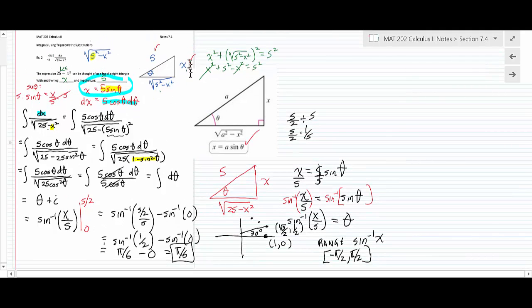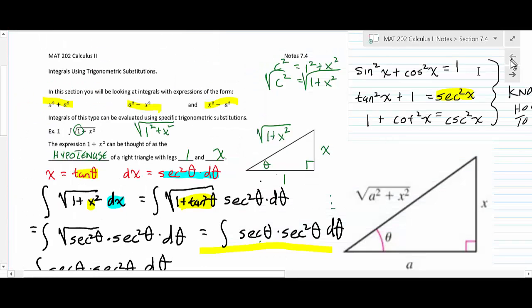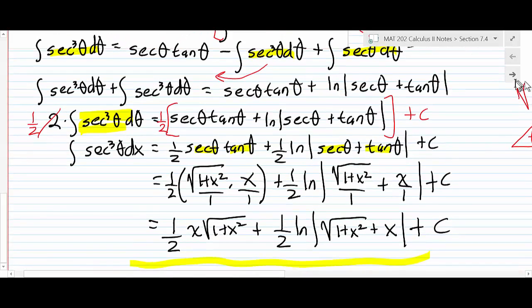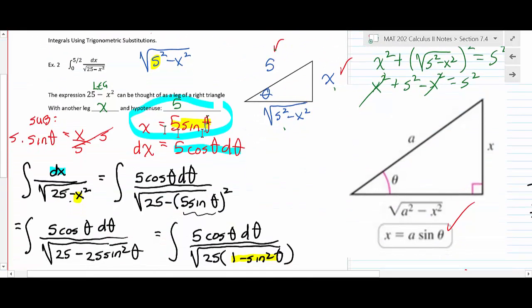And the way that I always look at this is, if you look at the last problem, the substitution we had was tangent is x over 1. We always want to have x over something in our substitution. So notice here, tangent of theta is x. In this one that we just did, sine of theta is x over 5. So you always just want to get x equals. Right, exactly. So you set the triangle for that reason.